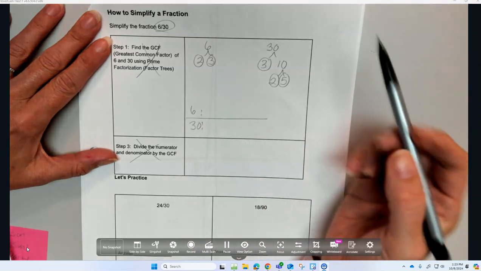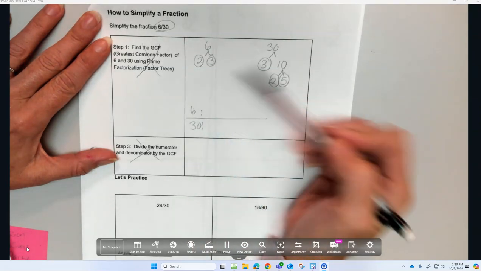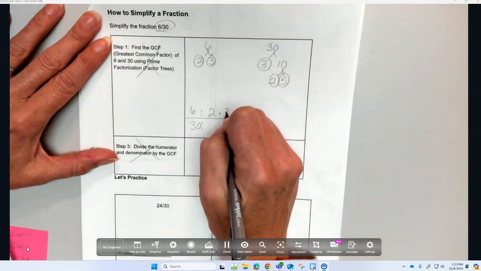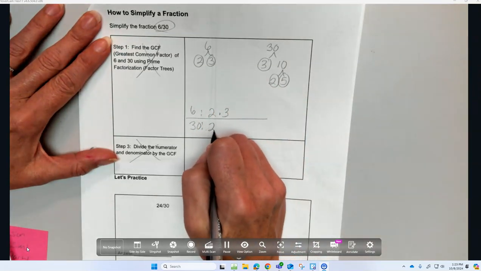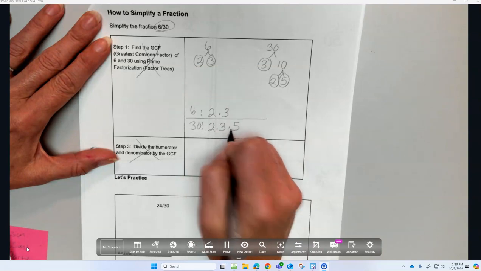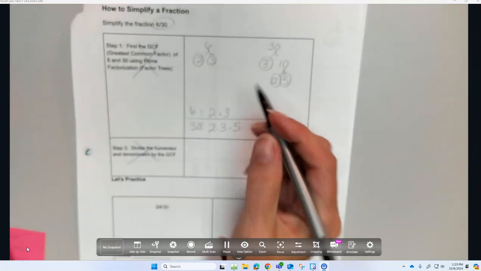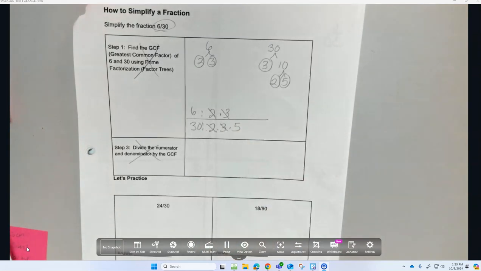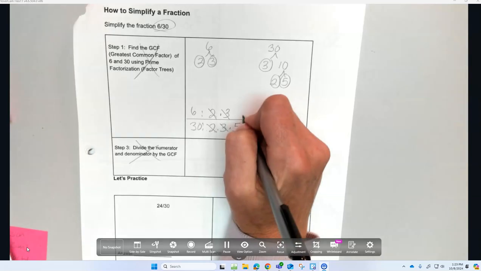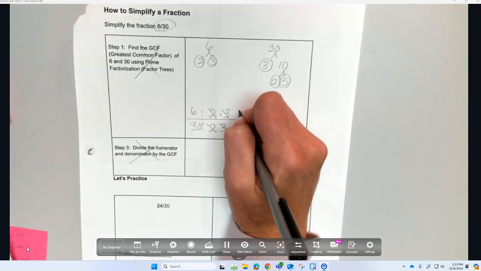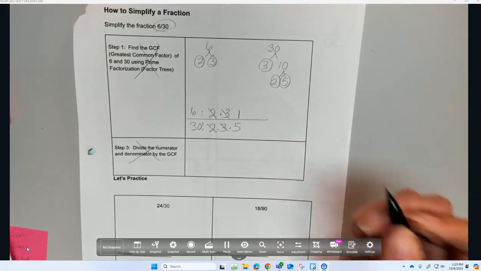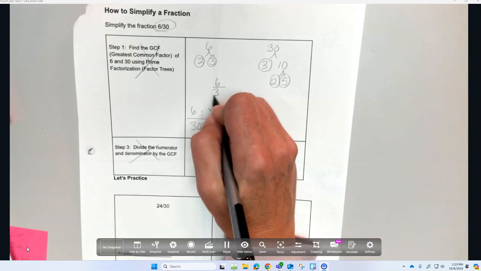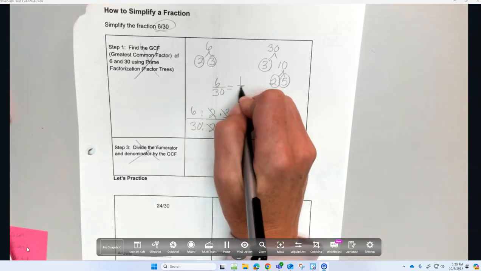When you're making your list, you want to make sure that the numerator stays on top and the denominator stays on bottom. So my list for 6 is 2 times 3. My list for 30 is 2 times 3 times 5. Just like if I was finding the greatest common factor, I cross out those common factors, those common numbers, and I'm left with nothing on the top. When you're left with nothing, remember, 1 is always a factor. So this tells me that 6/30 reduced down equals 1/5.